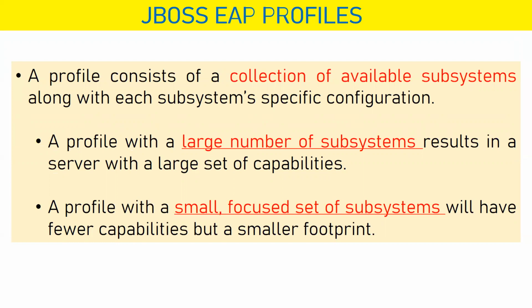So a profile consists of a collection of available subsystems along with each subsystem's specific configuration. This collection of available subsystems refers to the different kinds of functionalities you have in JBoss. For example, you may need load balancing or high availability configuration with your web server. You may need messaging systems, right? And then you may need different kinds of high availability configurations. That will be possible with the help of different profiles. So a profile with a large number of subsystems results in a server with a large set of capabilities. That means if you assign a large profile, a lot of functionalities will get enabled. If it is a small profile, only limited functionalities will get enabled with that particular profile.